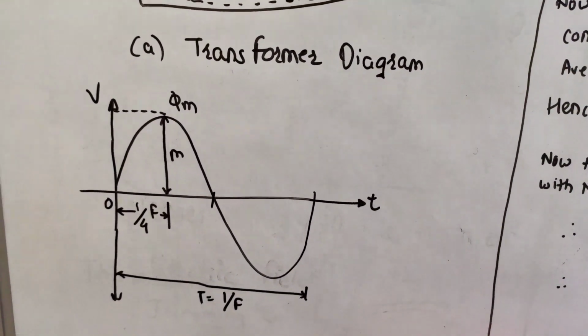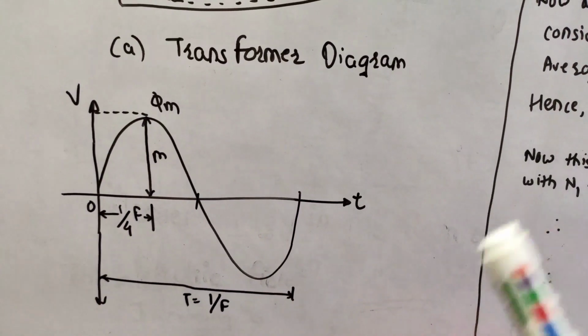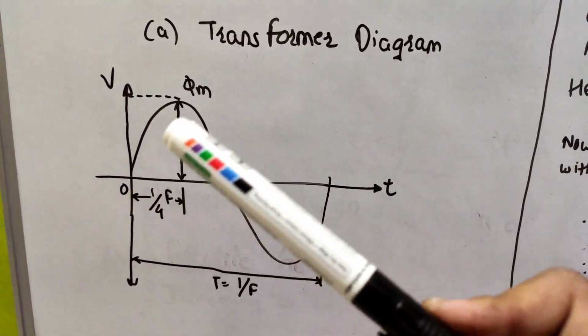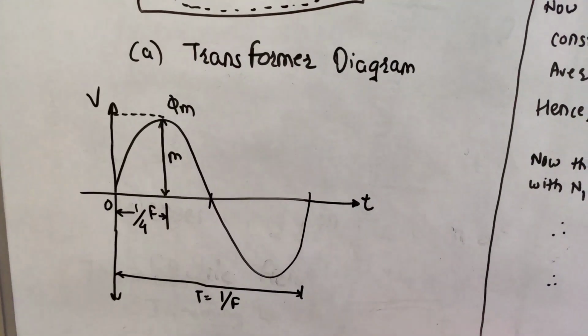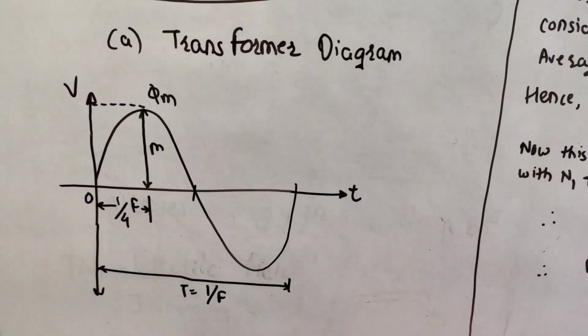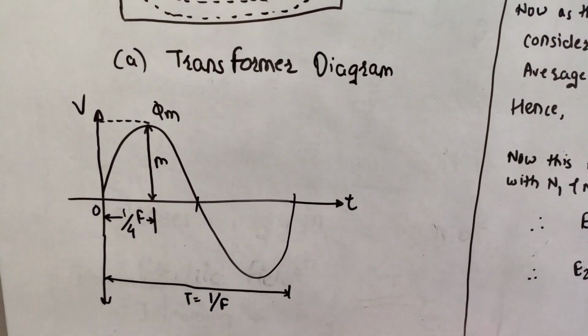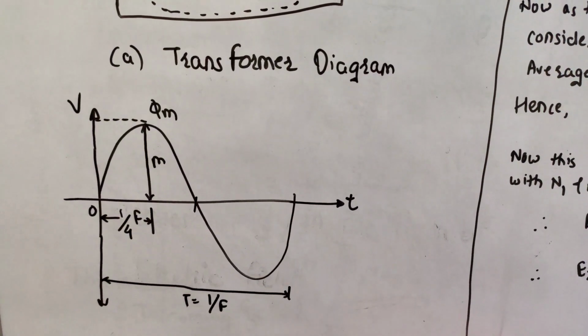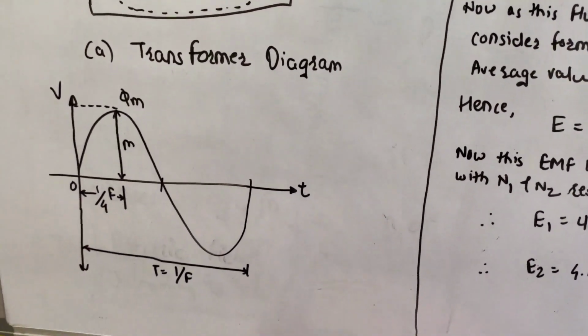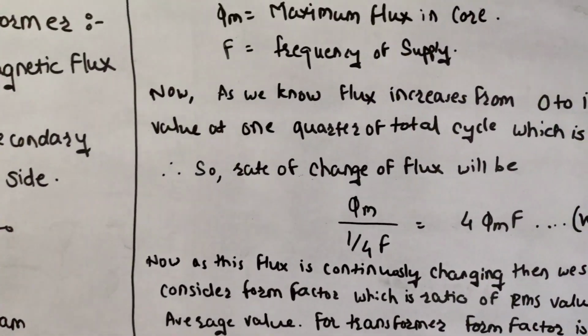Okay, now this is just the reference diagram for the EMF equation. You can see that we reach the value of phi-m, okay, at 1/4 of the frequency. So in a quarter cycle we get the maximum amount of magnetic flux. So let's see what exactly this EMF equation is all about.